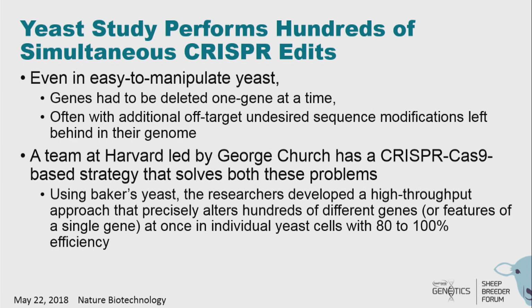On May 22nd in Nature Biotechnology, this group at Harvard said that in yeast they've developed a high throughput system where they can alter hundreds of different genes in the exact same meiosis, right? So in that one operation, they're not just making one gene edit, they can make hundreds of gene edits with 80 to 100% efficiency.